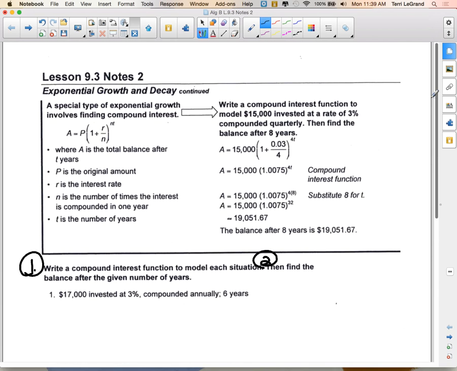So let's go up here and look through and put a box around this right here, because it's a little bit involved formula. A type of exponential growth involves finding compound interest. This is a very common thing in our everyday lives. And hopefully, if you're not already starting to save money, at some point you will.